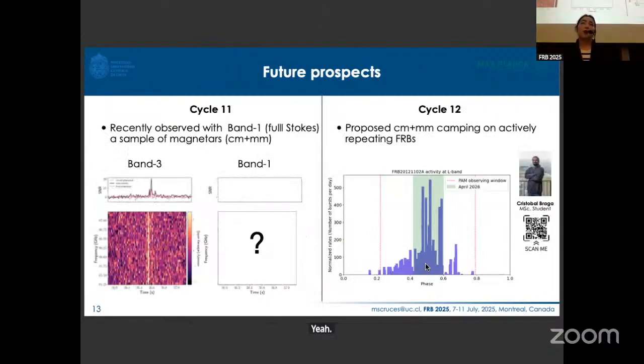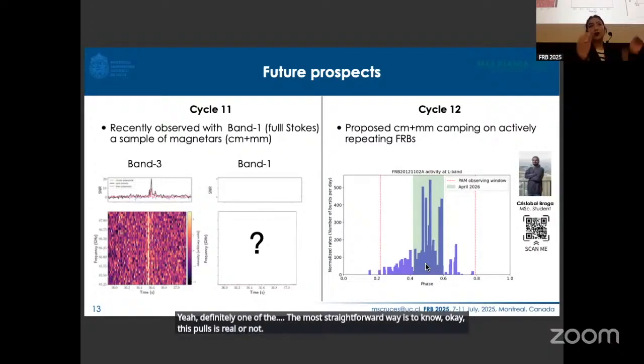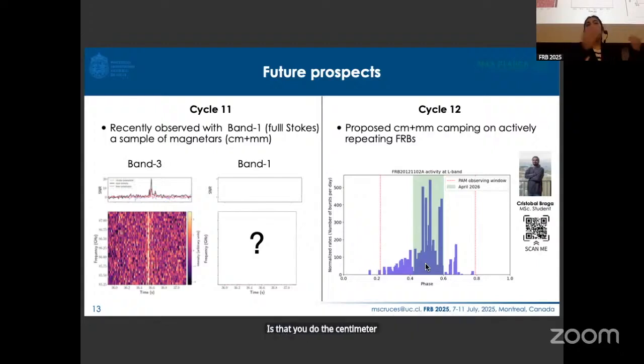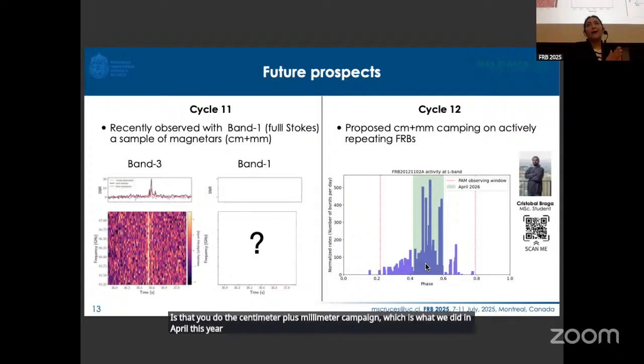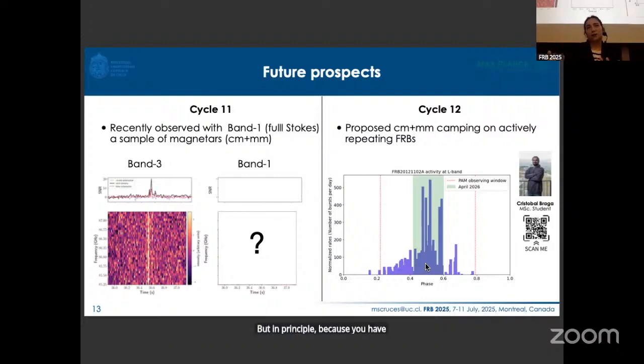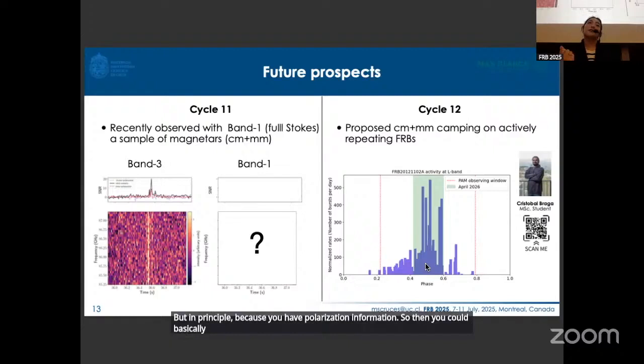Yeah, definitely one of the most straightforward ways to know whether this pulse is real or not is that you do the centimeter plus millimeter campaign, which is what we did in April this year. But in principle, because you have polarization information, you could basically hold on to that and say, okay, this source must be real.